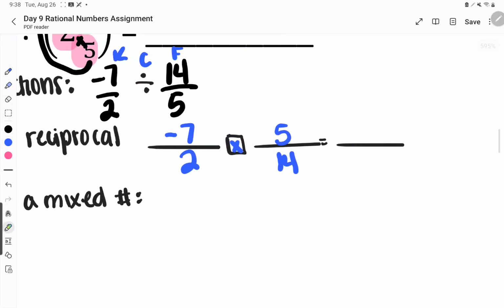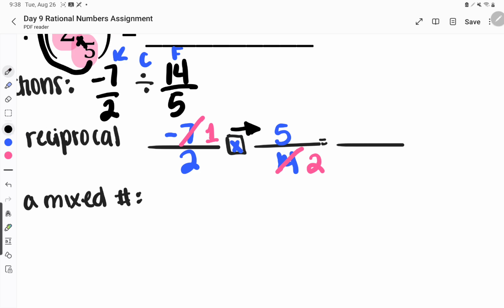Now we're going to check to see if we can simplify. We can't simplify 7 and 2. We can't simplify 5 and 14. We can't simplify 2 and 5, but we can simplify 7 and 14. What are both 7 and 14 divisible by? Both 7 and 14 are divisible by 7. So this 7 is going to be 7 divided by 7, which gives me 1, and then 14 divided by 7 gives me 2. Now, we'll just do tops times tops, bottoms times bottoms.